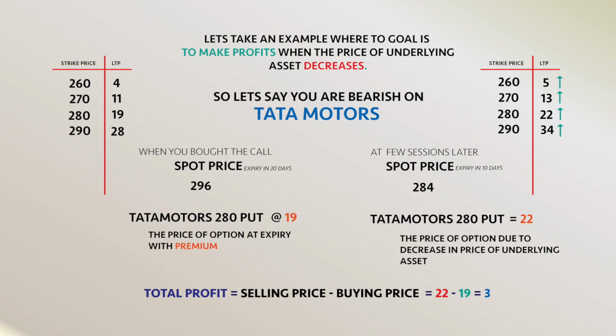नाउ यहाँ पे सिंस वी आर बाइंग अ पुट ऑप्शन, we will look at strikes which are below the spot price. The spot price is 296, so we'll look at the strikes which are below them. So we start with 290 and then we'll go all the way down till 260. तो यहाँ पे प्रीमियम इज इन द असेंडिंग ऑर्डर सिंस वी आर गोइंग डाउन.